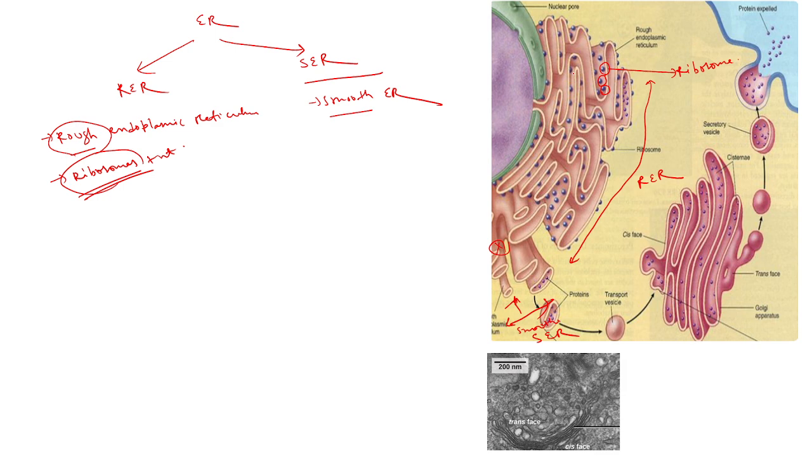If you look at the endoplasmic structure, it emerges from the nucleus. This is the nucleus, this is the ER, and this is the Golgi.